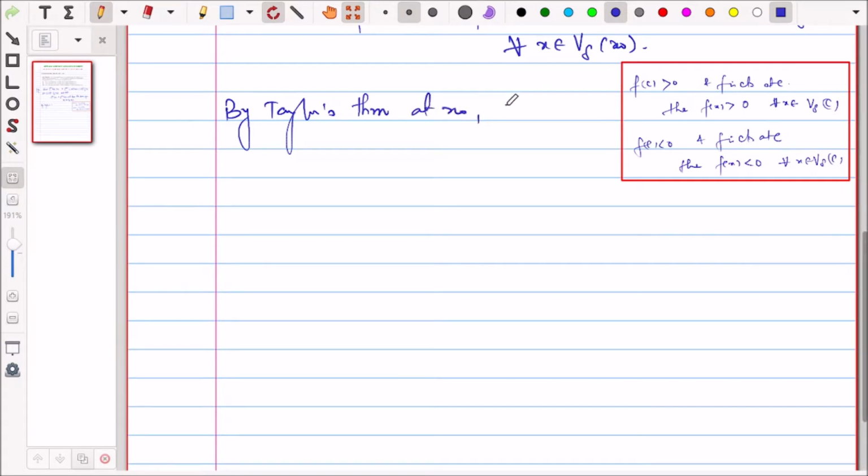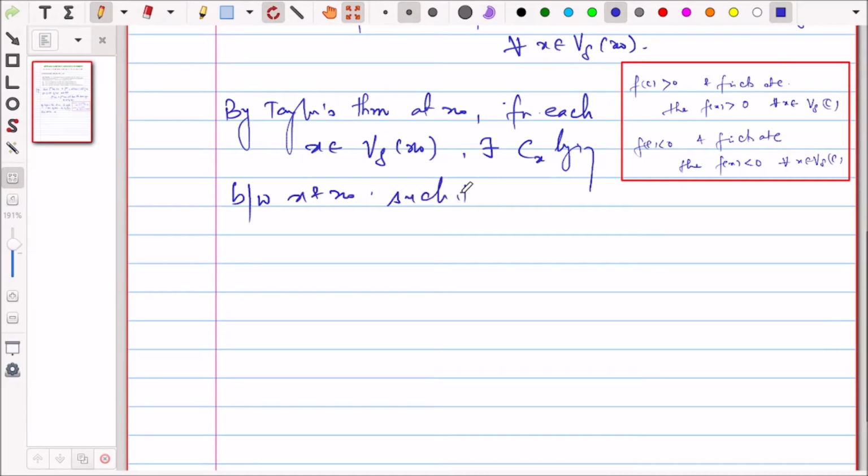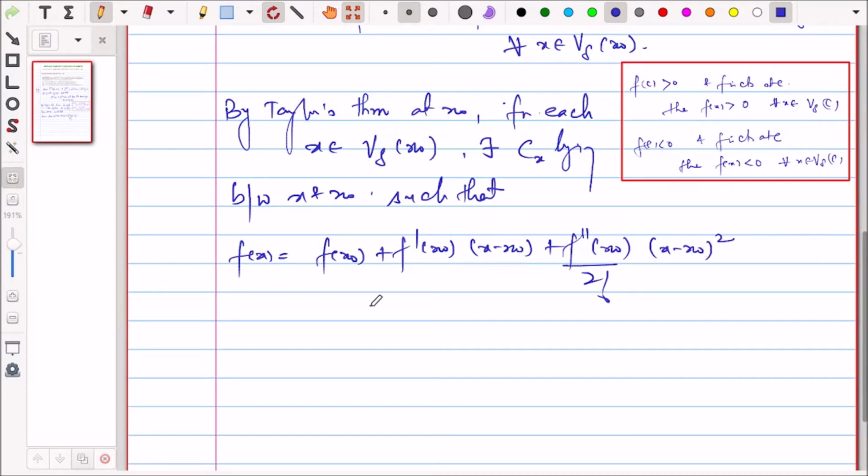At x_0, for each x belonging to V_delta of x_0, there exists c_x lying between x and x_0 such that f(x) will be equal to f(x_0) plus f'(x_0)(x minus x_0) plus f''(x_0) by 2 factorial (x minus x_0) square plus so on plus f^(n).